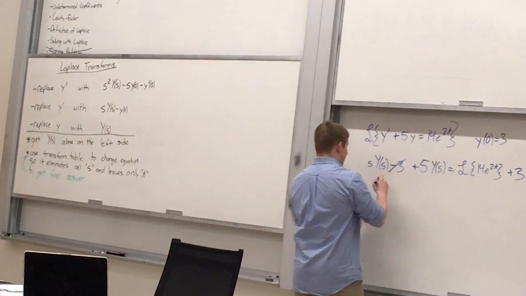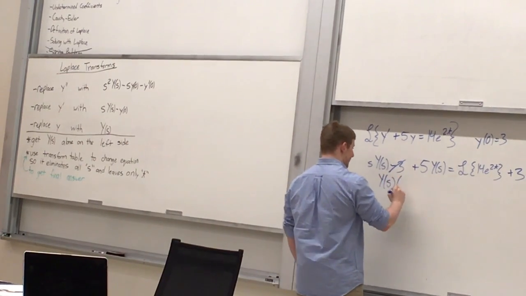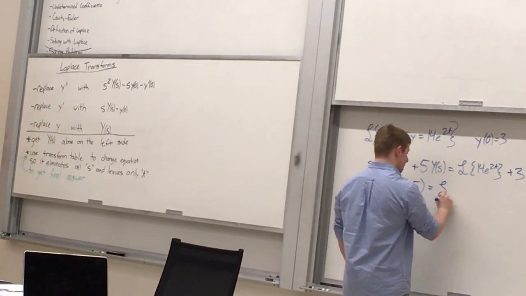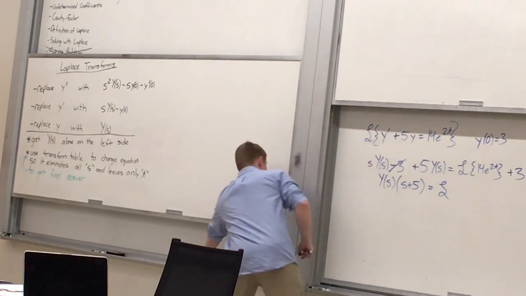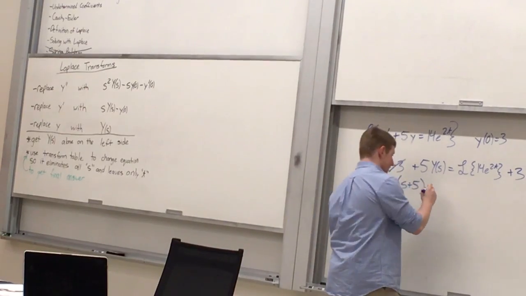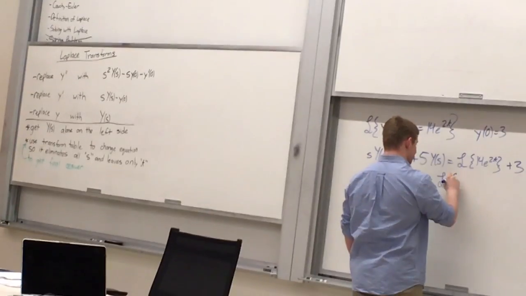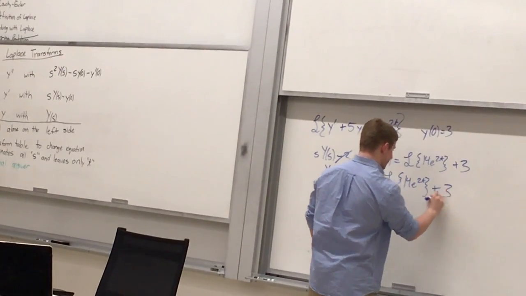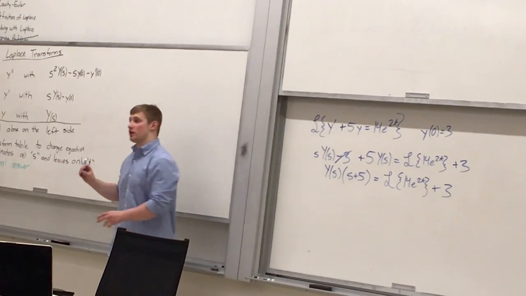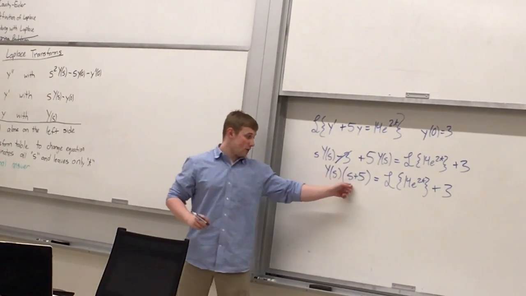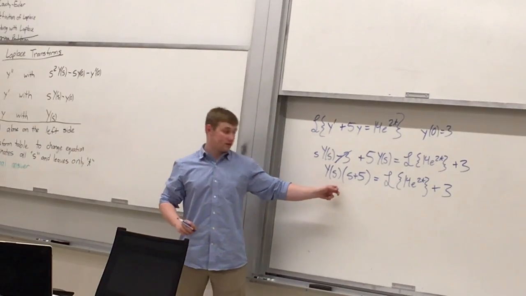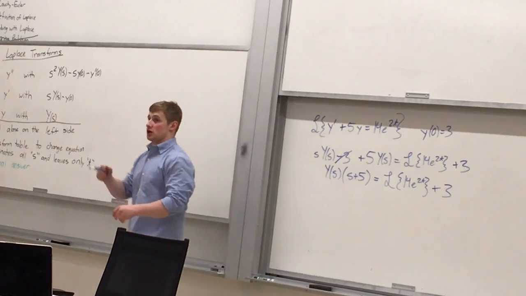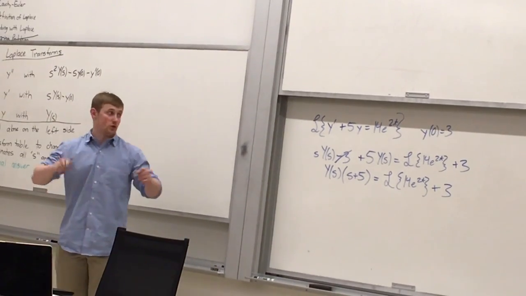Next thing that I'm going to do is factor out a Y of s, and that's going to be equal to s plus 5, times Y of s, is equal to the Laplace of 14e to the 2t plus 3. Now, one thing that you can check yourself at this step, whatever you have, when you factor out your capital Y of s, whatever you have multiplied by it, so this s plus 5, should match the form of your auxiliary equation if you were to make it.